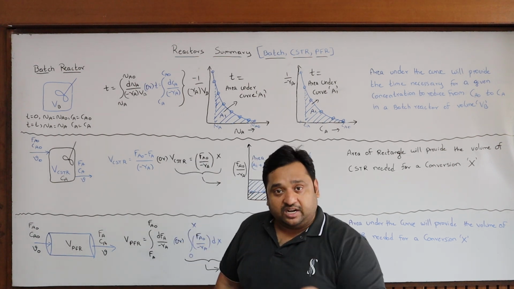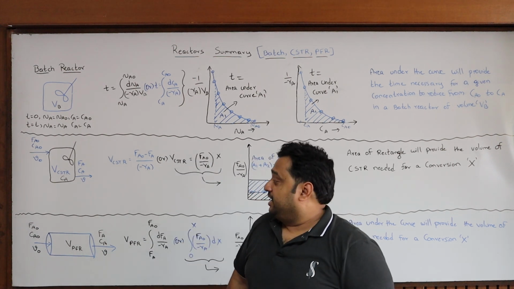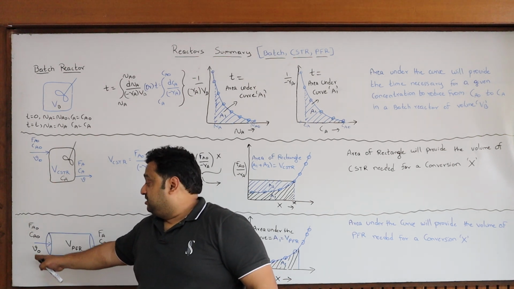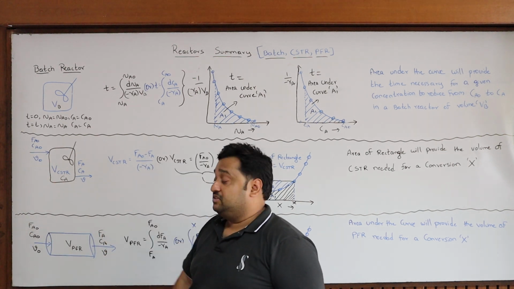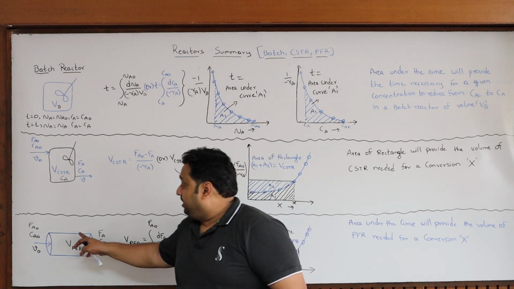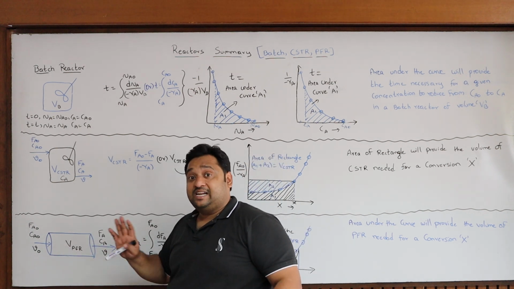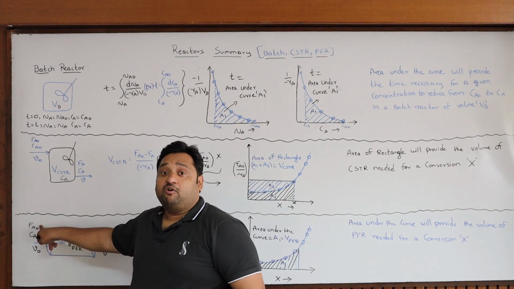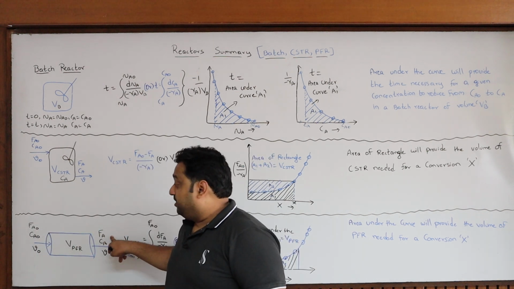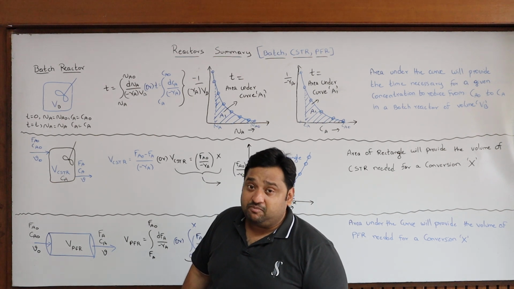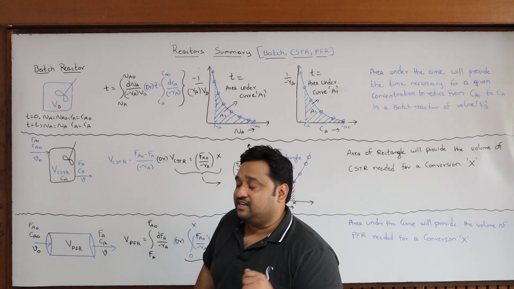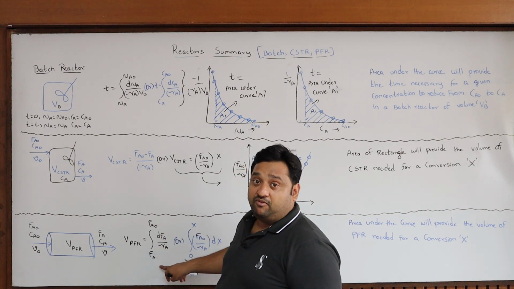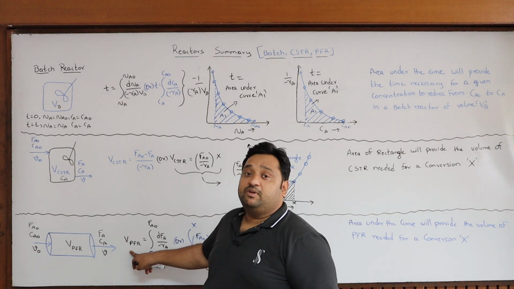So let us go to the plug flow reactor. You know the initial flow rates, initial concentrations, final flow rates and final concentrations. What is the volume of the plug flow reactor needed to reduce the molar flow rate of A from Fa0 to Fa? The molar flow rate of A reducing means A is getting reacted. Then, given the reduction in molar flow rate, what is the volume of the PFR needed?